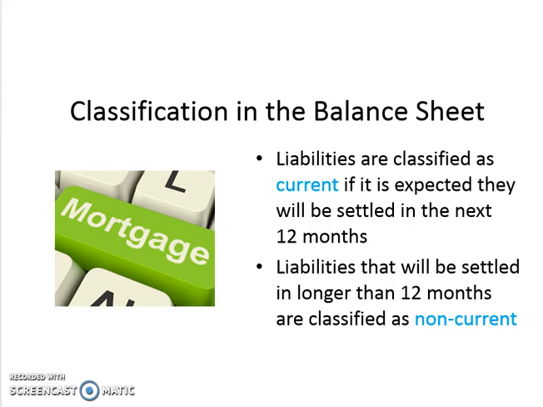Liabilities that will be settled in longer than 12 months are classified as a non-current liability. So if the business takes out a loan for the car, you'd usually get 3 or 5 years, one of those sorts of periods of time to pay it back. That's a non-current liability. Mortgages, so if you bought a building or something like that for the business, you would usually have a mortgage over the building, and it would certainly be longer than 12 months.